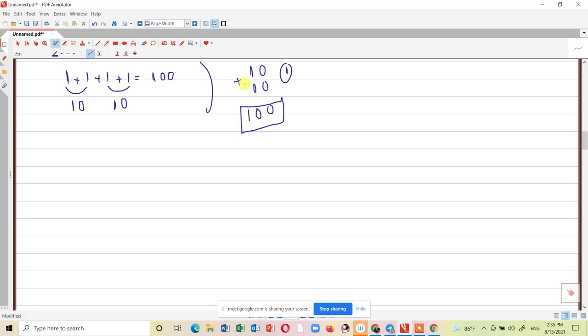In our binary, in our octal, and in our hexadecimal, we can count from 1 digit by 1. You know?